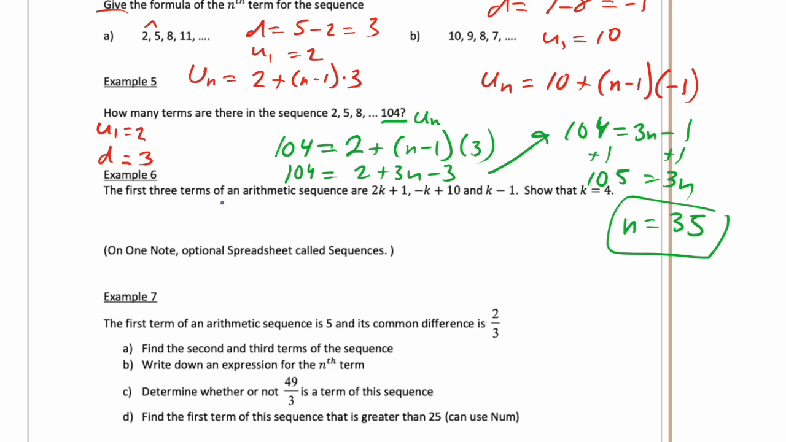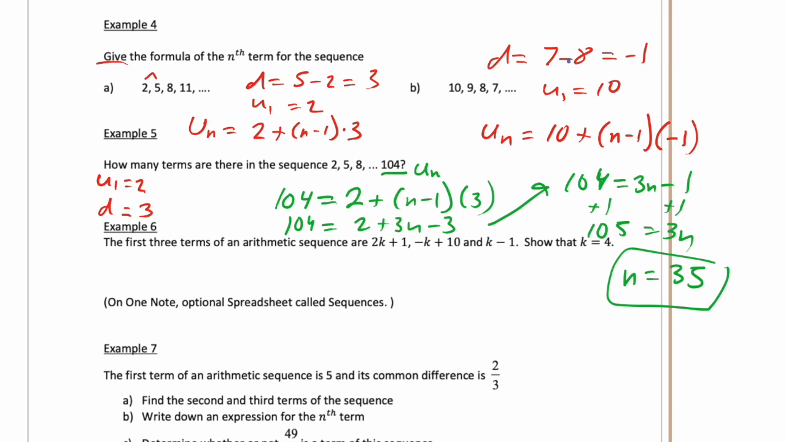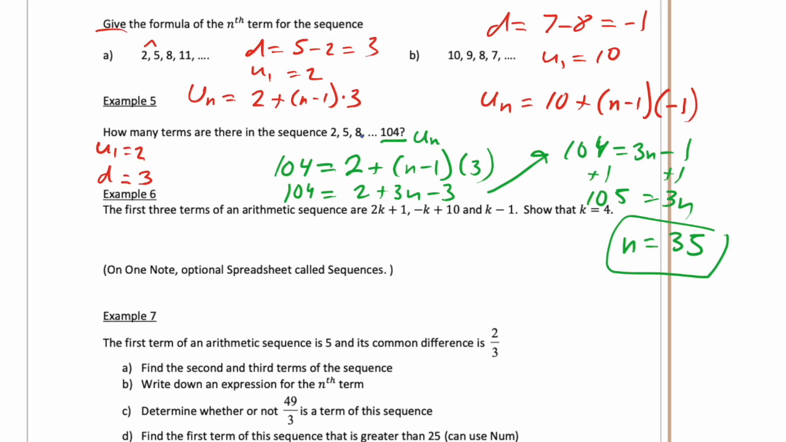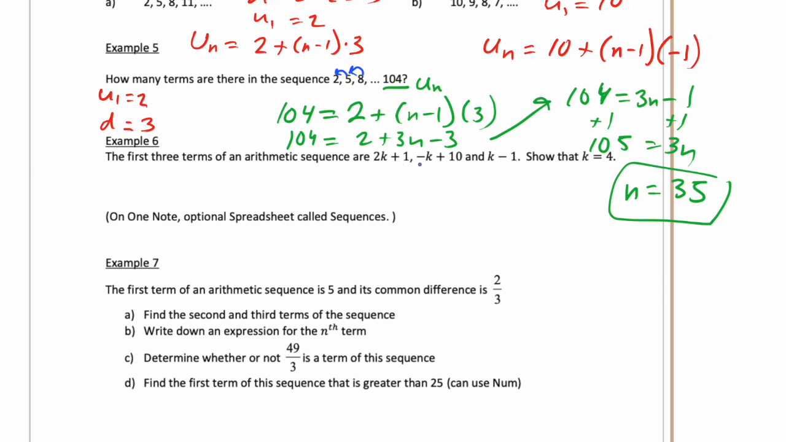Okay, the next problem, we've got the first 3 terms of an arithmetic sequence. Show that k equals 4. Well, you just got to go back to the definition of arithmetic sequence. So you might think of it as adding a certain number each time, but really it's when you're subtracting the terms, you always get the same value, the D value, right? So here, remember, 5 minus 2 is 3, and 8 minus 5 is 3. When you're subtracting, you always get the same value. That's how you set up an equation here.